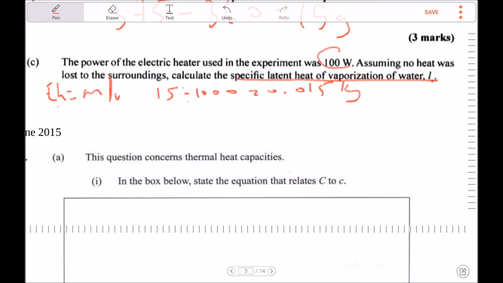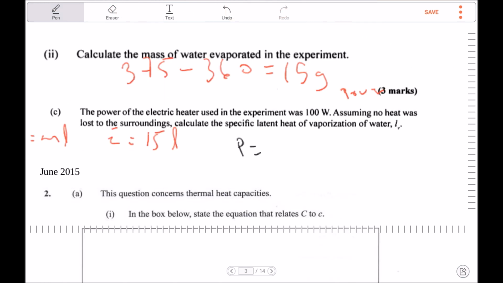Now from our question we have the power. So power is equal to energy over time. Our power is 100 watts, so that is equal to our energy over 345. So our energy is 34,500 joules. So we're good there now.